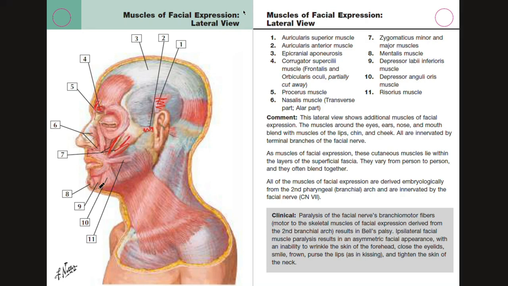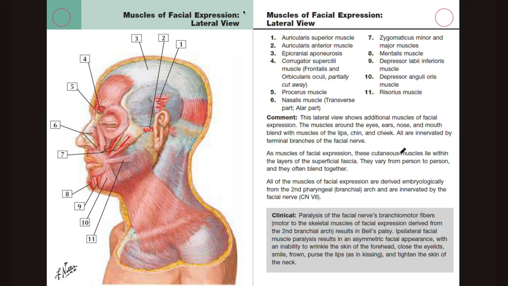Overlying the chin area, we have the mentalis muscle, and posterior to it is the depressor labii inferioris. Posterior to the orbicularis oris muscle, just this circular muscle over here, posterior to it is the risorius.